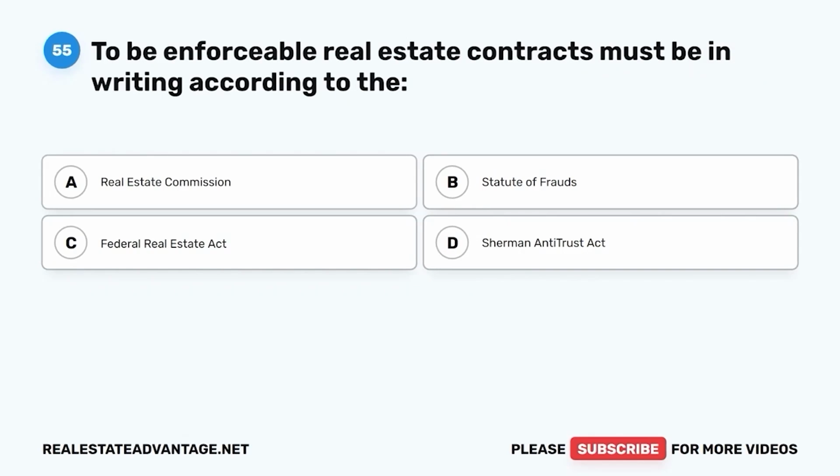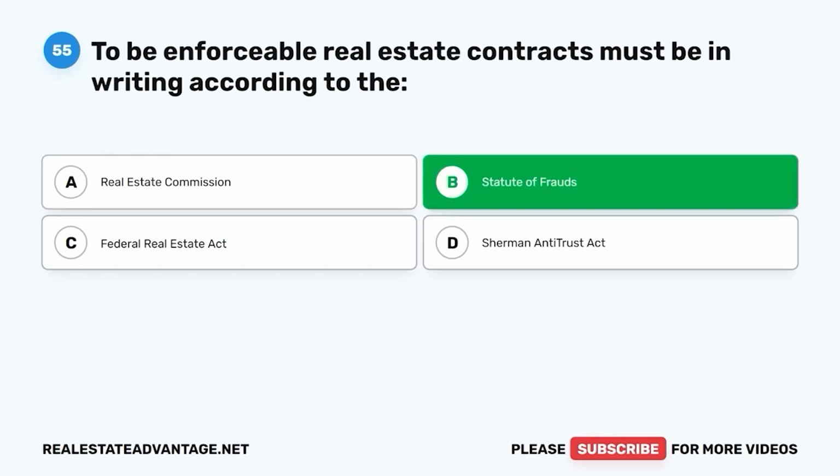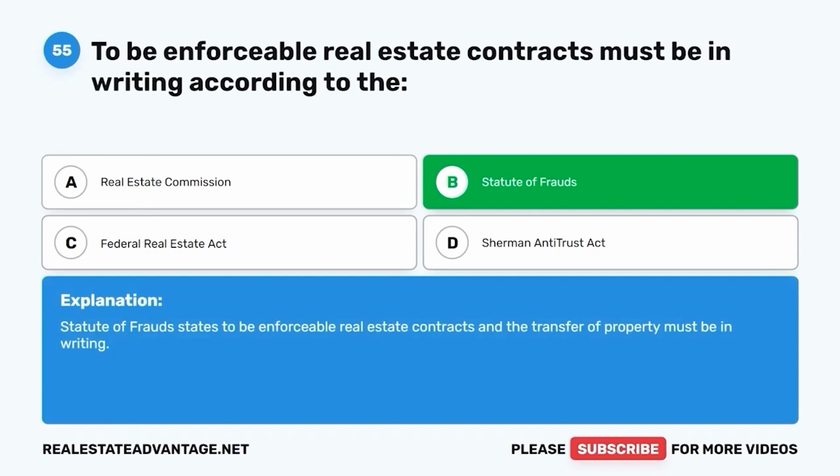Question 55. To be enforceable, real estate contracts must be in writing according to the A, Real Estate Commission, B, Statute of Frauds, C, Federal Real Estate Act, D, Sherman Antitrust Act. The correct answer is B, Statute of Frauds. Statute of Frauds states to be enforceable real estate contracts and the transfer of property must be in writing.